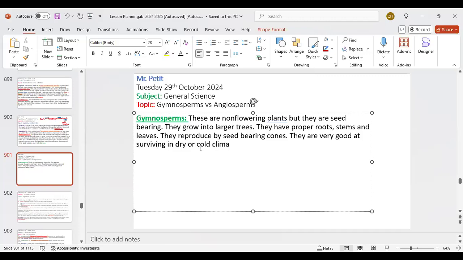What are some examples of some gymnosperms that you know? The ones with the cones. The pines. Pine and spruce. So these are examples of your gymnosperms. No flowers, but seed bearing and large.